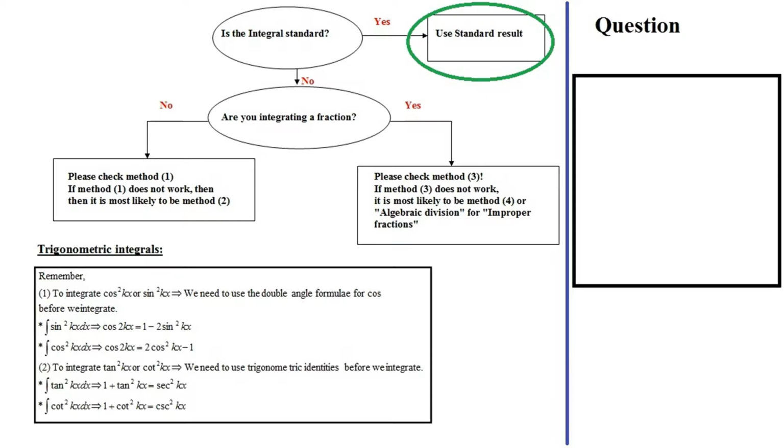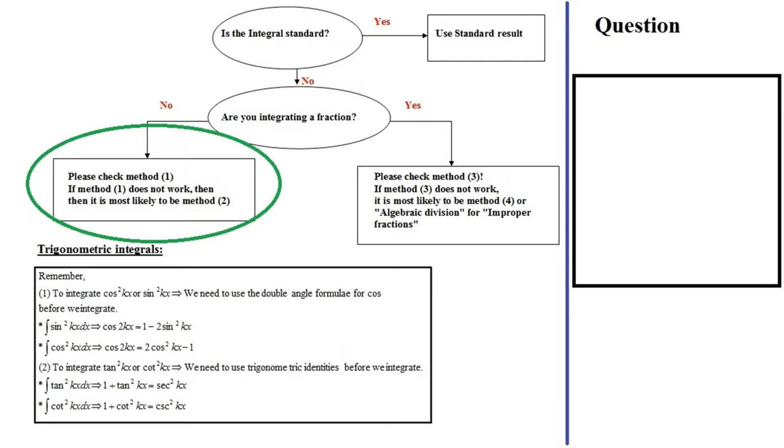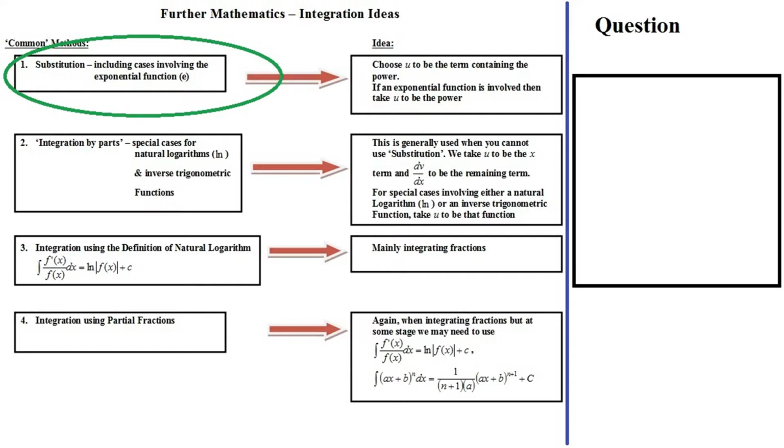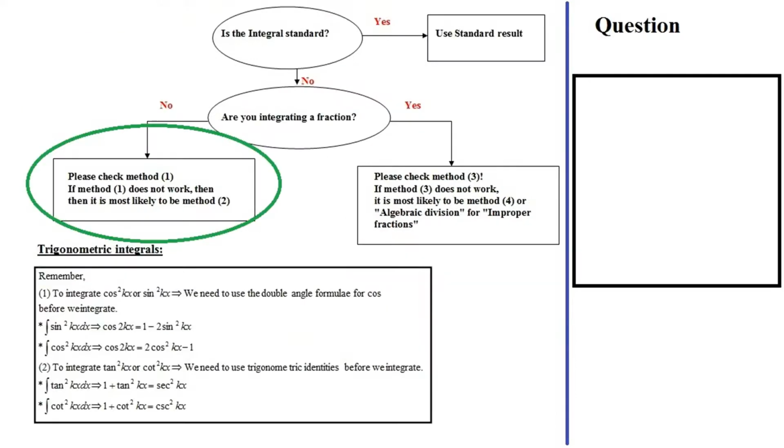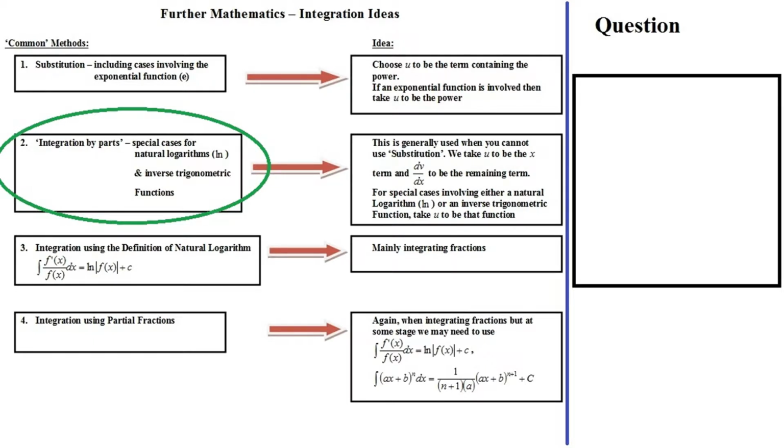And if the answer is no, the next question that you need to ask yourself is, are you integrating a fraction? So if you're not integrating a fraction, if the answer is no, check method 1. So if you go to the previous screenshot, method 1 is substitution. Okay, so check substitution. And if you go to the next screenshot, so if method 1 fails, then it's most likely to be method 2. So if you go to the previous screenshot again, method 2 is integration by parts. Okay.